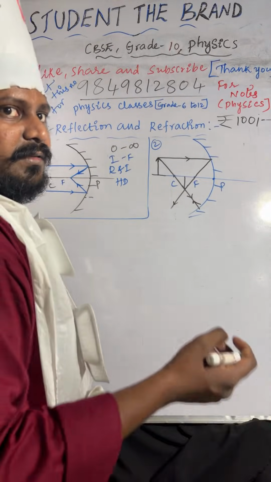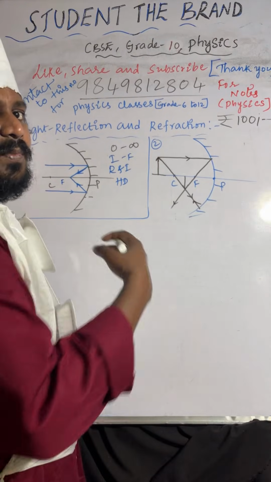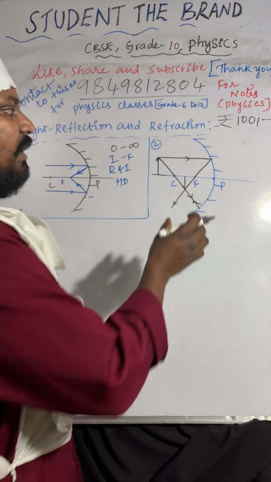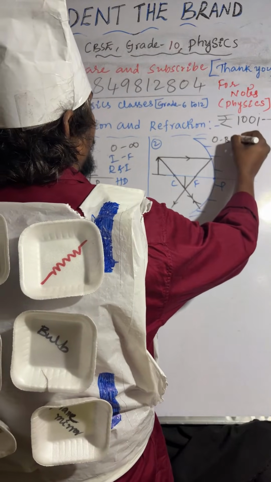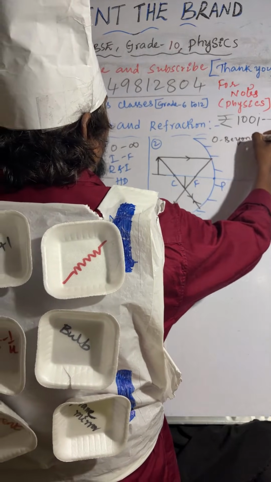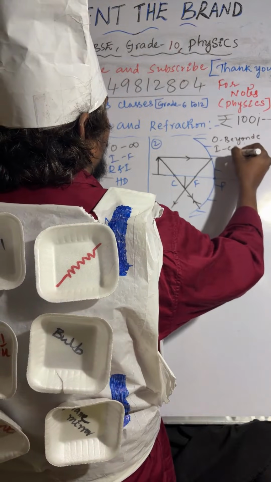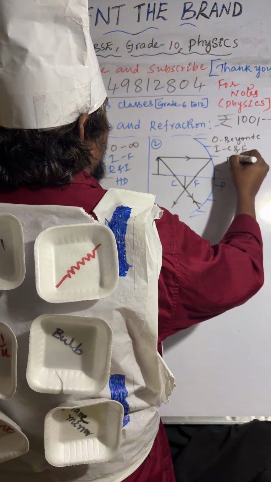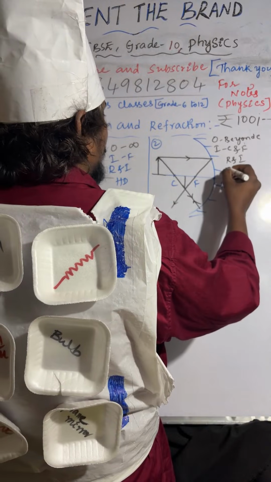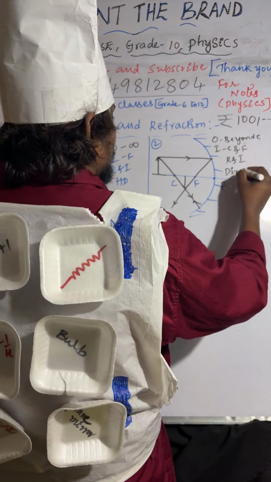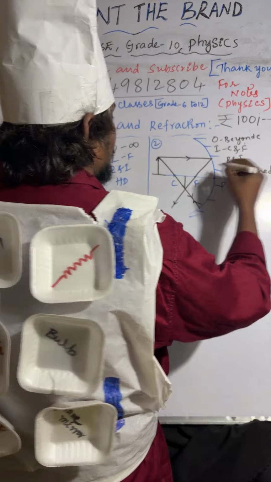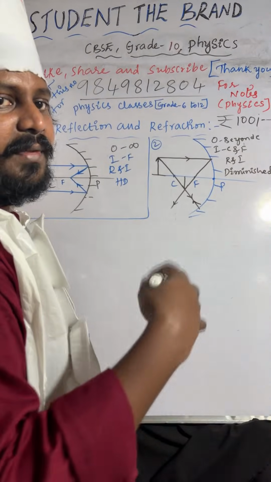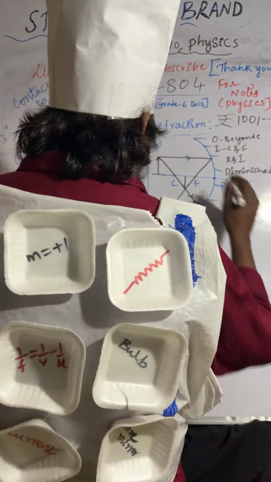Now you can see, object is placed beyond center of curvature. Image will form between C and F. Nature of the image is real and inverted. Size of the image is diminished. Compared to the object, image size is decreased. So that is the second image formation.